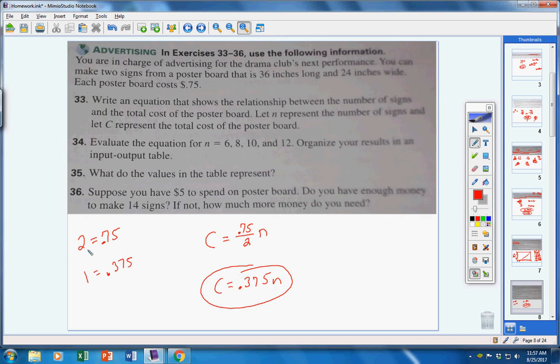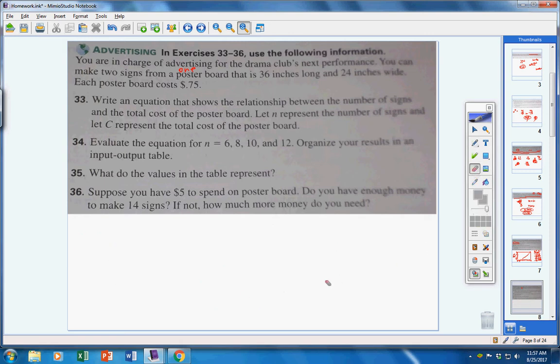Excuse me, I shouldn't say poster boards. I apologize. I'm confusing you guys. 2 signs come from 1 poster board. So 2 signs cost you 75 cents. So 1 sign would cost you 0.375. Alright, so here's my function.